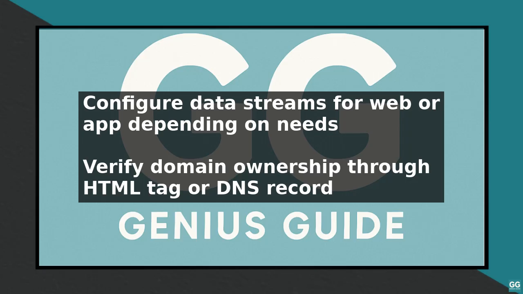After setting up your data streams, implement the Google Analytics 4 tag using Google Tag Manager or by copying the measurement ID and adding it to your website or app directly. It is essential to ensure that the tag is correctly installed and firing on all pages or screens.